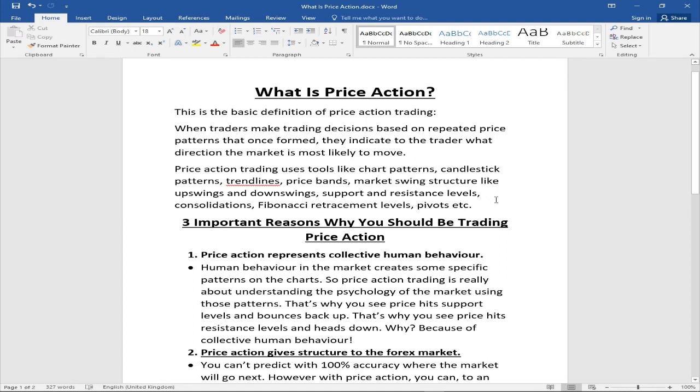Okay guys. So to summarize, what price action actually is, it's when traders make trading decisions based on repeated price patterns. Okay guys, it's as simple as that. So those patterns that you're going to look at are the patterns that are going to give you an outcome of where the market is most likely to move to.